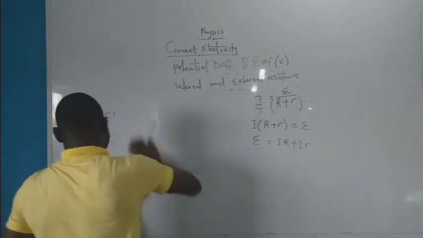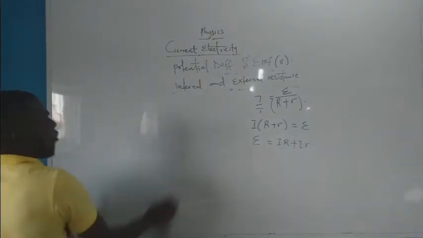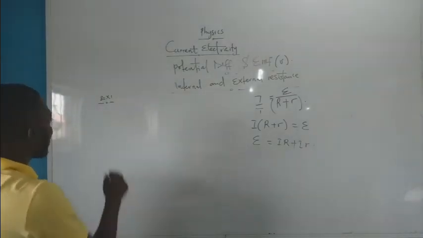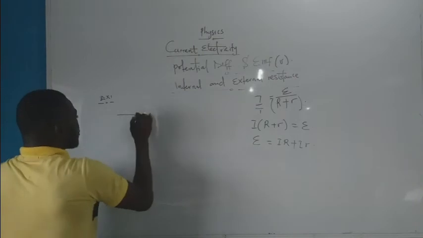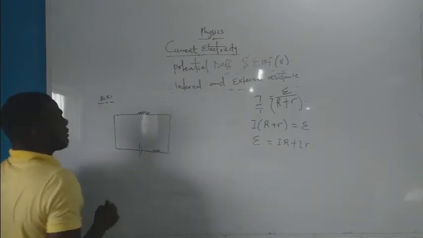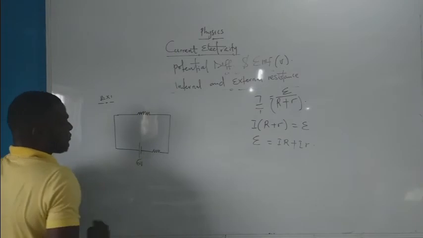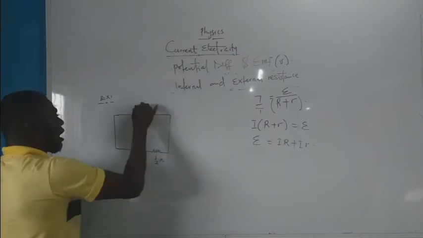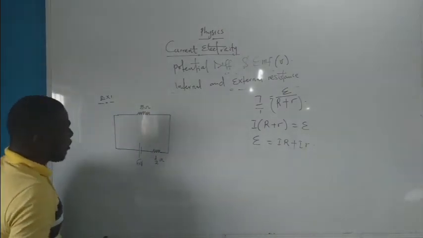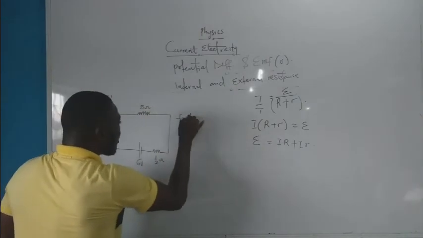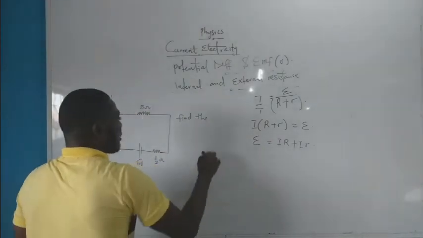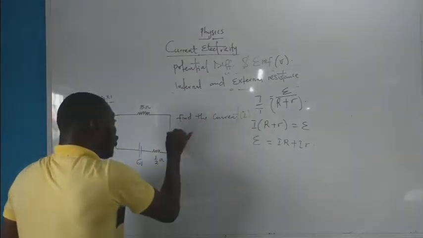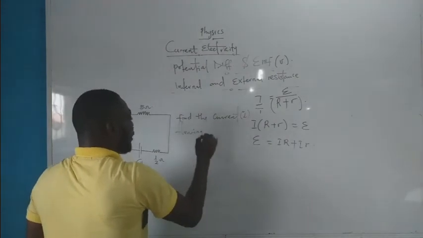So let's look at Example 1 under this. We have a circuit where the EMF is 6 volts, the internal resistance is 1/2 ohms, and the external resistance is 5 ohms. What are we asked to find? Find the current I flowing in the circuit.